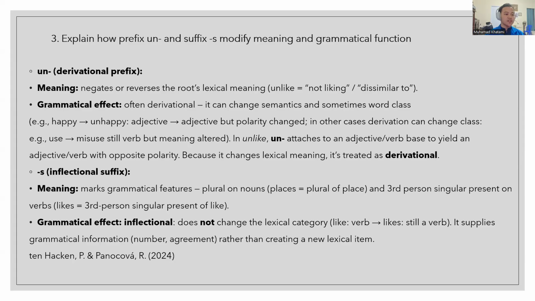Now for the s inflectional suffix, it marks grammatical features: plural on nouns, like places, the plural of place, and third person singular present on verbs, like the third person singular of like. As an inflectional suffix, it doesn't change the lexical category, like a verb is still a verb. It supplies grammatical information, number or agreement, rather than creating a new lexical item.